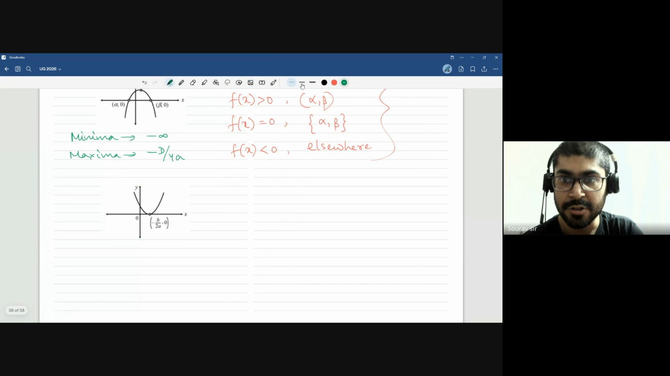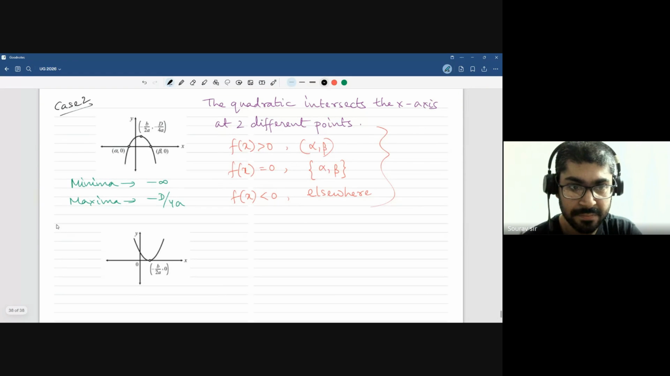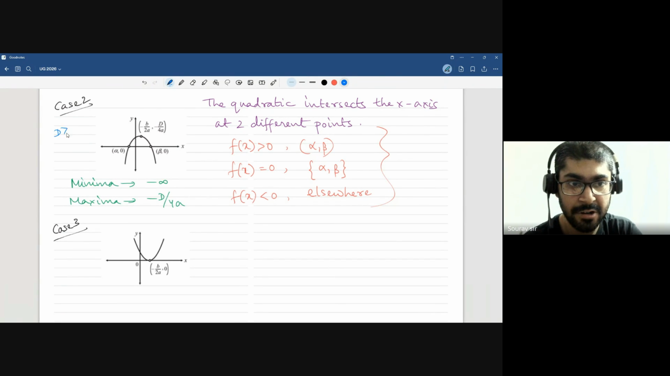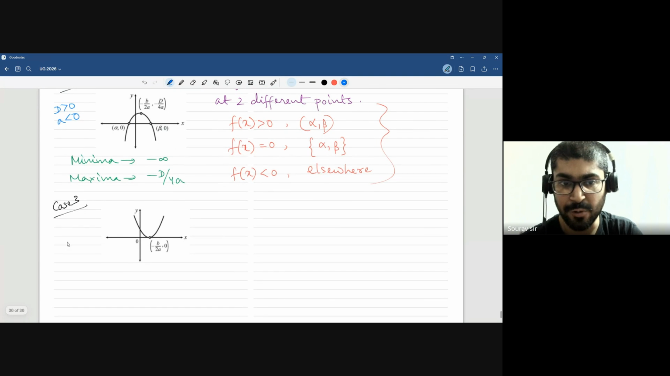So this will be case 3. We have not written these things here. So here you will have D greater than 0 and a less than 0. So what about here? What about D and a? Which one is greater than 0? Which one is less than 0? Yes, in case 3.